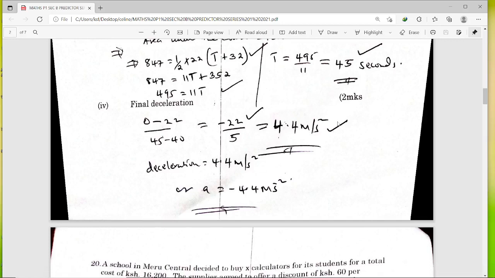You can write it in positive form because you are talking about deceleration. Or you can say that the deceleration is equal to 4.4 meters per second squared. Or you can say acceleration is equal to negative 4.4 meters per second squared.